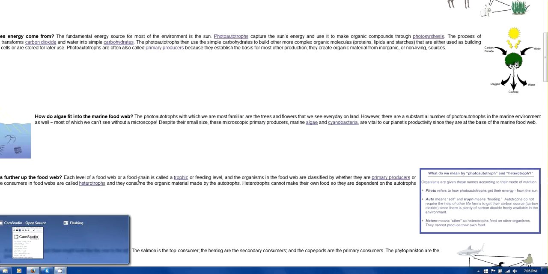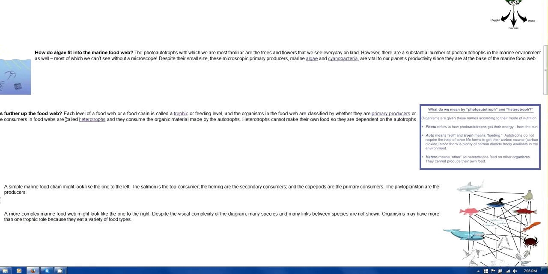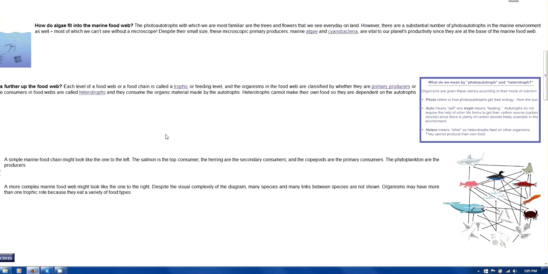Now let's see, each level of a food web or food chain is called a trophic or feeding level. I think most of this stuff you can pick up as you work your way through. Again, some words, if you don't know, you can use your glossary. I like this. It's a pretty good definition of photoautotroph and heterotroph, so read that. It's good if you can break the words down. It will help you remember what the word itself means when they put the two terms together. So I think that's what they have done here, which is always helpful.